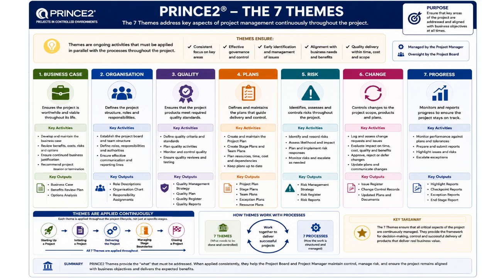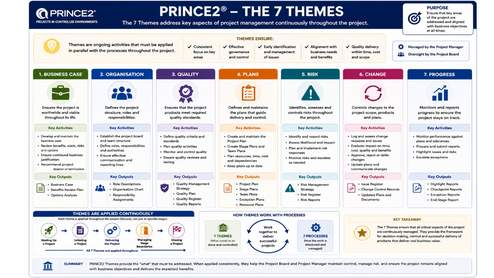The fifth theme is risk. PRINCE2 recognizes that uncertainty exists in all projects. The risk theme ensures that risks are identified, assessed, monitored, and controlled systematically throughout delivery. Risks are evaluated in terms of probability and impact, with responses planned to reduce threats and maximize opportunities. This structured risk management approach supports proactive rather than reactive project control.